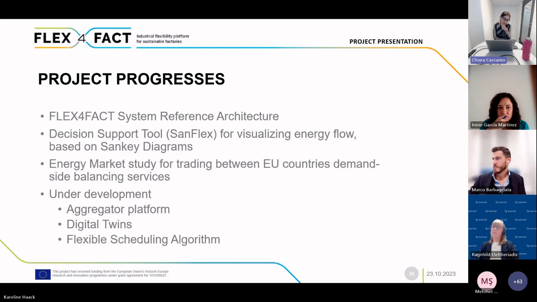We have also focused on an energy market study, also looking at aspects of trading between European countries, and assessing demand side balancing services. Currently under development, of course, we are progressing with the aggregator platform, with the digital twins, of which we will see an example later with the SEAC use case, and with the flexible scheduling algorithm. We have already developed the general principles, and we have already tailored this algorithm for particular use cases, close to 2 out of 5, and we have also defined the variables needed in order to feed these algorithms. Please, the next one.